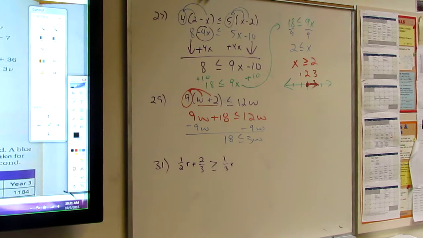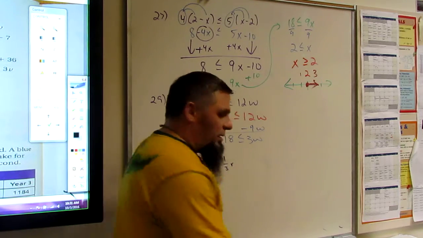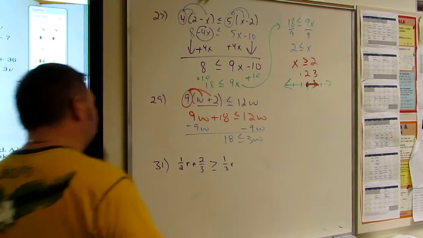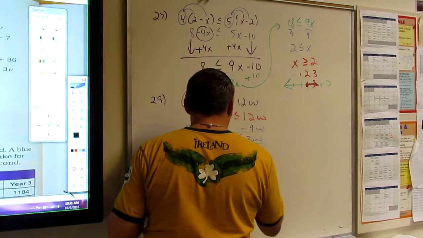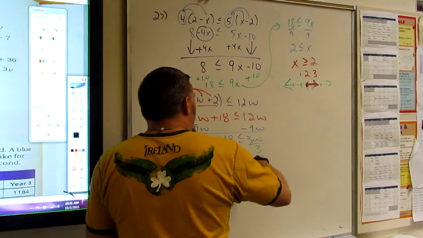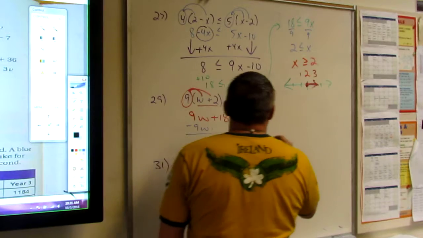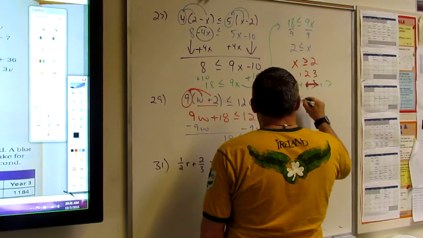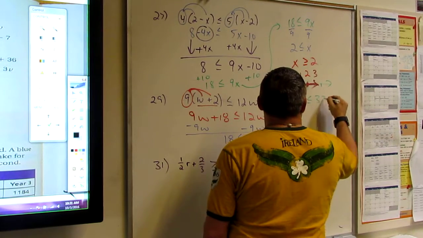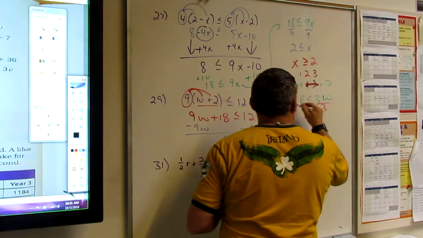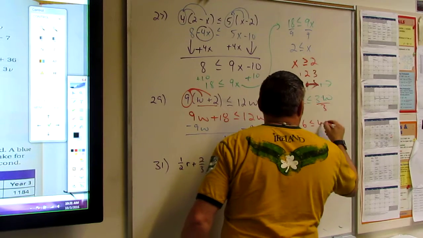But I need everyone's attention. Everyone trying. So somebody knew, what am I going to do next? Divide by 3. Okay? So notice I'm running out of space again. So before I do this, I'm just going to move it up and go 18 is less than or equal to 3W. And then I'm going to divide by 3. And so I get 6 is less than or equal to W.